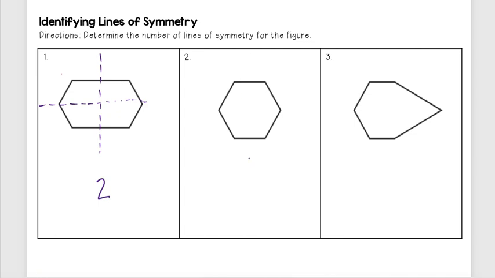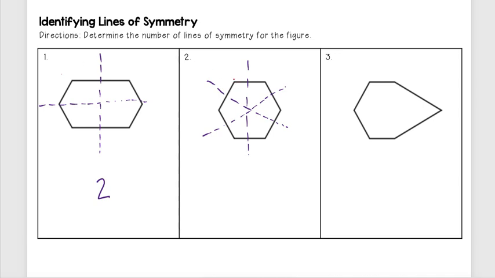Okay, let's look at the next one. So here I see if I go from flat to flat and I cut that in half, I get a line of symmetry. This half is the same as the second half. And I see I can do that for all of those. So I have that in half and that in half. So those are three right there.